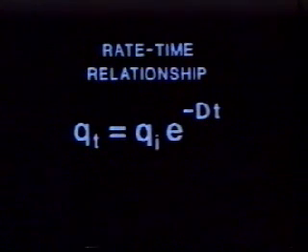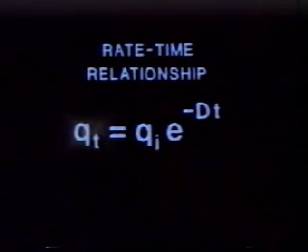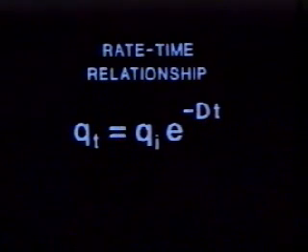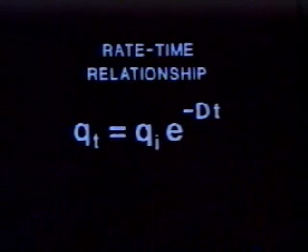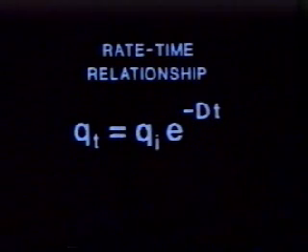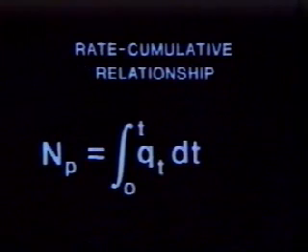This equation states that the flow rate Q at any time t is equal to the initial flow rate prior to the beginning of decline, multiplied by e to the negative decline rate D, multiplied by the time during which the decline occurs. This is the rate-time relationship for the constant percentage decline curve.